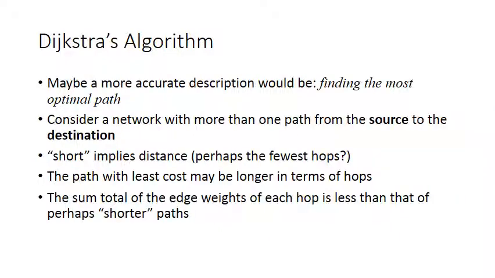Finding the shortest path really means finding the most optimal path. In a network, when we want to get from A to B, we are looking at the cost of each path. That lowest cost path may be one hop away, or maybe many hops away.